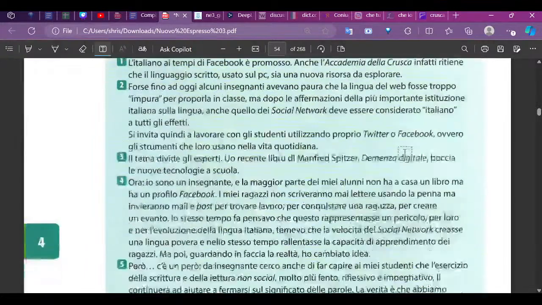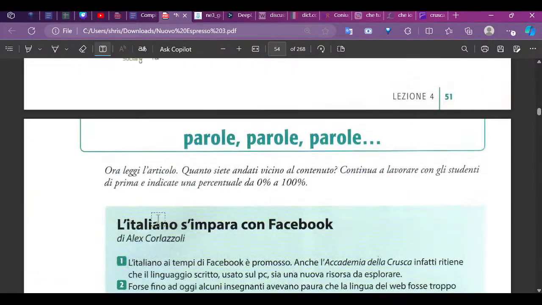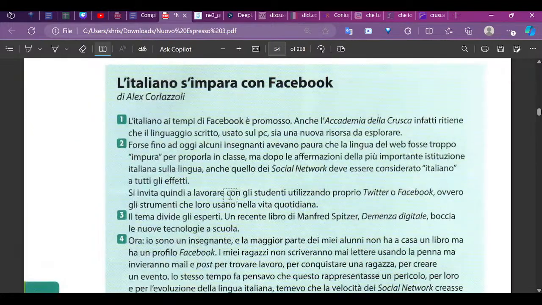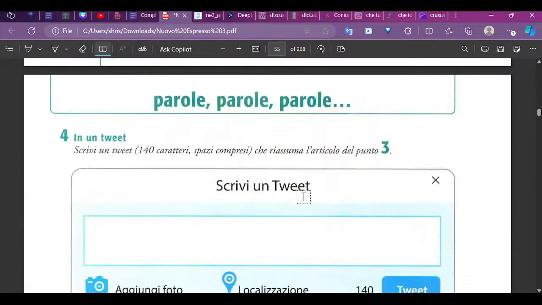Una nuova risorsa da esplorare. That's why I think this actually, now that I think about it, it makes sense. Makes sense, yeah. Okay, well, to the next one.